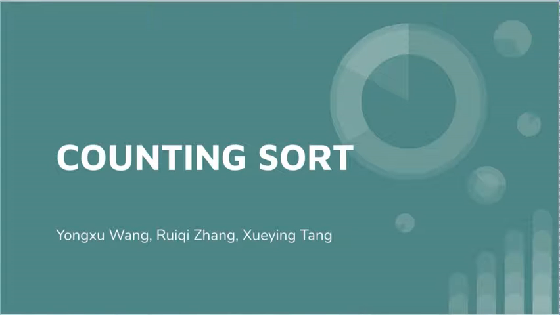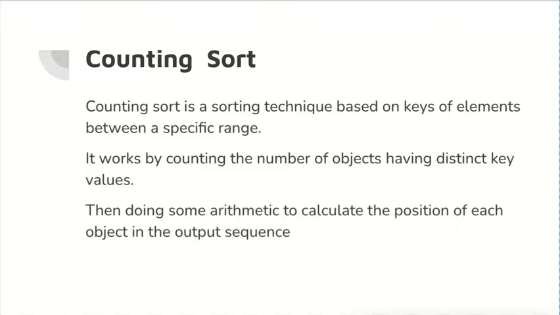Hello everyone. Today we are talking about the counting sort. The counting sort is a sort technique based on the key between a specific range. It works by counting the number of objects having distinct key values, then doing some arithmetic to calculate the position of each object in the output sequence.